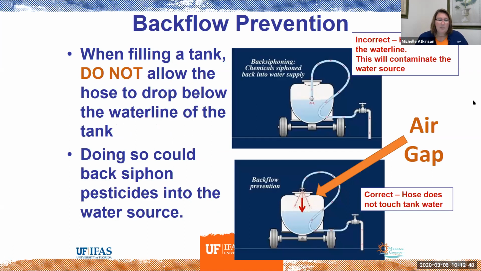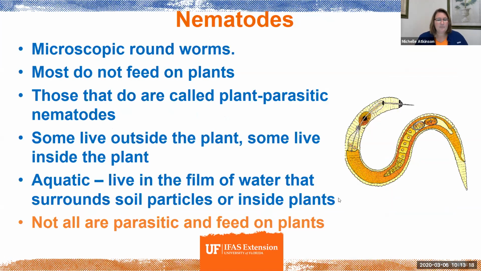When you are filling a tank, you want to be sure to leave that air gap. If you drop that hose into the water, then turn off the hose, you're going to have that siphoning, which is going to contaminate your water source. So you want to make sure that you leave that air gap in there to not have that siphoning effect. Another thing that you could do is have a backflow prevention device, or anti-siphoning device, to help with that.